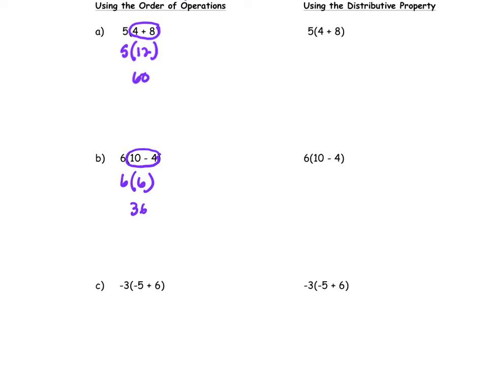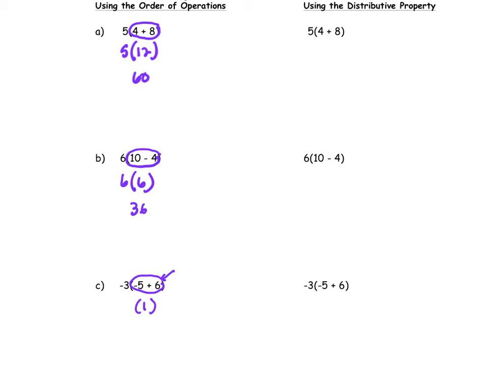Next one's a little bit trickier, but I'd like you to use your integer rules or use your calculator to tell me what negative 5 plus 6 is. Pause the video and write down what you think that is. If you said 1, you're correct. When we add different sign integers, we subtract and keep the sign of the number that has the highest value or is furthest from 0.